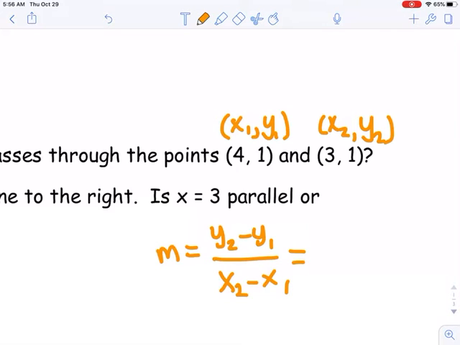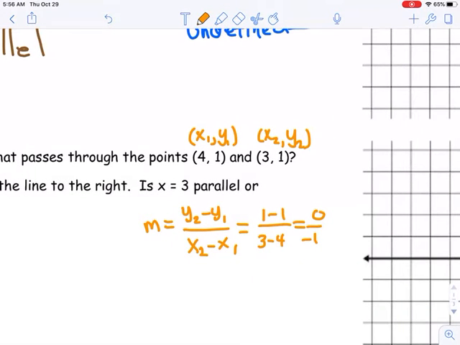All right, so I labeled my points. I wrote the formula. Now I'm just going to plug in my points. I'm going to have 1 minus 1, and then I'm going to have 3 minus 4. So I'm going to get 0 over negative 1. Now you're allowed to do 0 divided by negative 1. You're allowed to divide 0 by any number, as long as it's not 0.